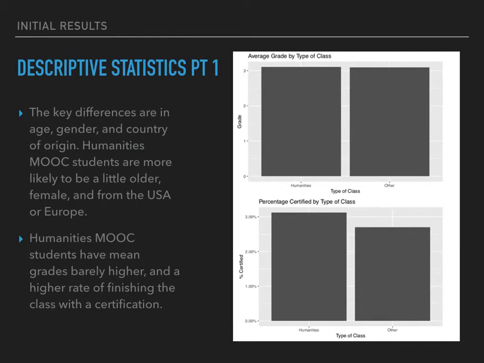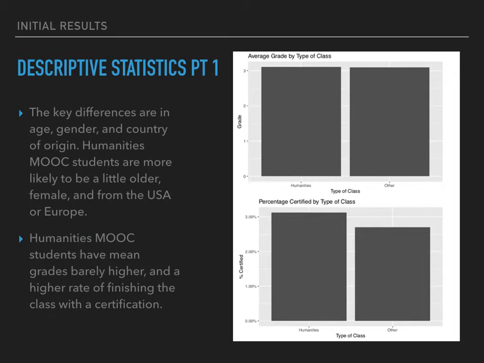So looking at just descriptive statistics, we see that the key differences in demographics revolve around age, gender, and country of origin. So humanities MOOC students are, on average, a little bit older, about 2 years older. They're much more likely to be female, and they're considerably more likely to be from the United States or Europe.